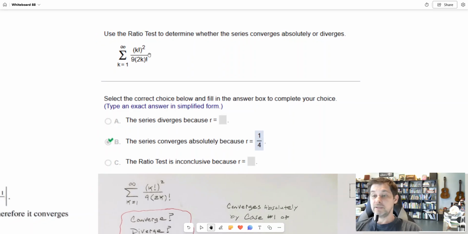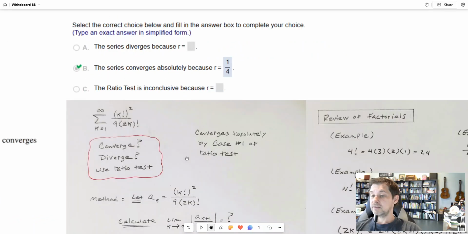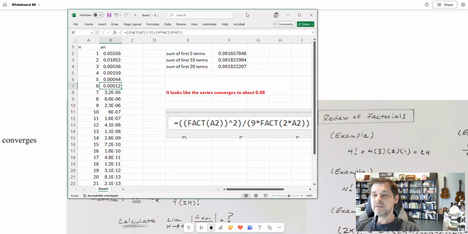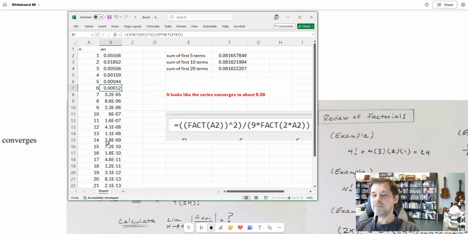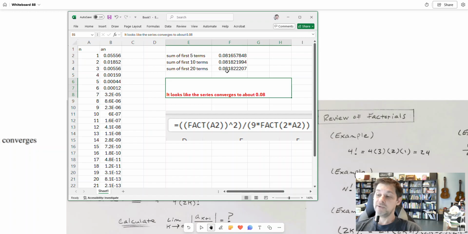Now, we can't be too surprised about that. Our final statement: it converges. I thought it looked that way when I played around with the series a little bit. I thought it looked like it converged because as I added more and more terms of the series, it seems like my grand total can't exceed about 0.8. That's what I would expect it to look like if it did converge.